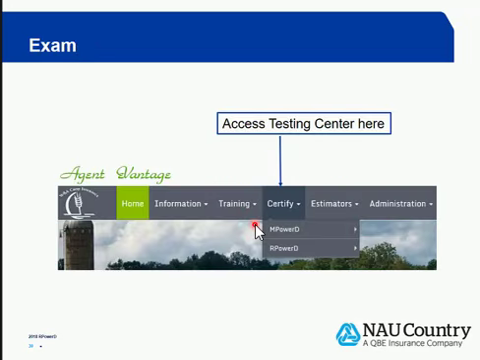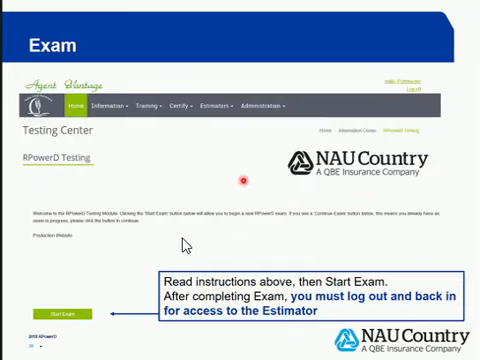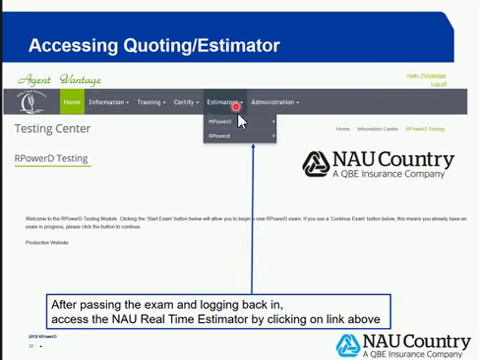Okay, so now I've logged on. Again, you'll see the certify is where you start the process. It'll bring you in and have you change the password. And you can see the RPowerD testing. By the way, when you go in, use the estimator, I should say, to actually do the test, and I'll go forward here.